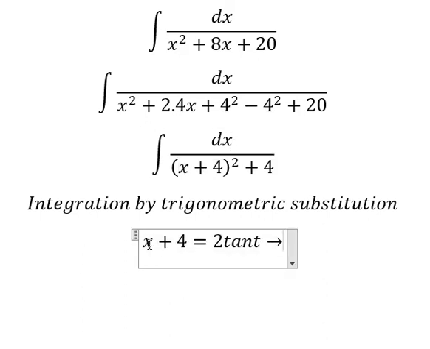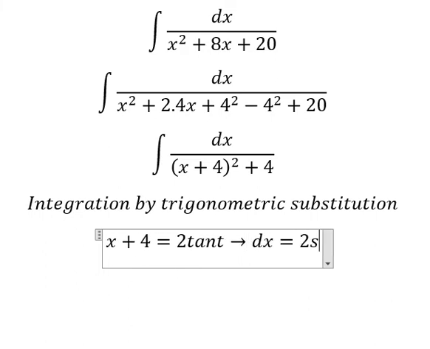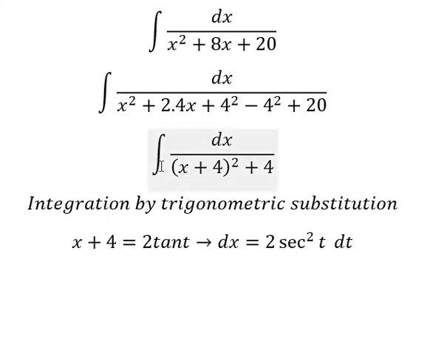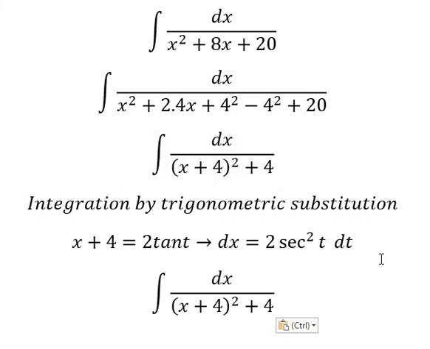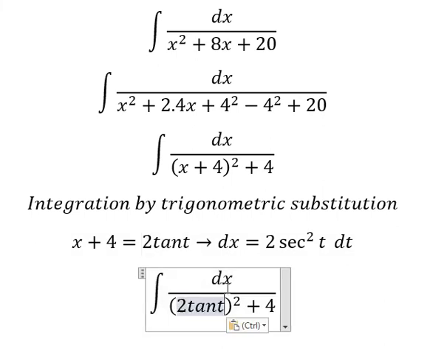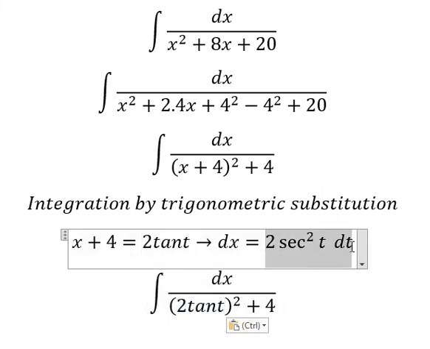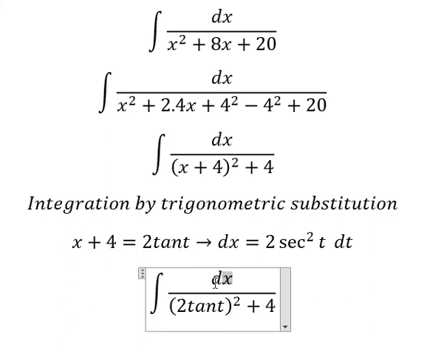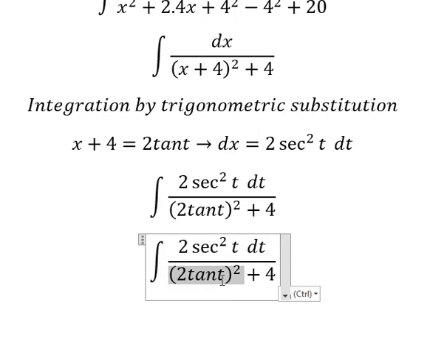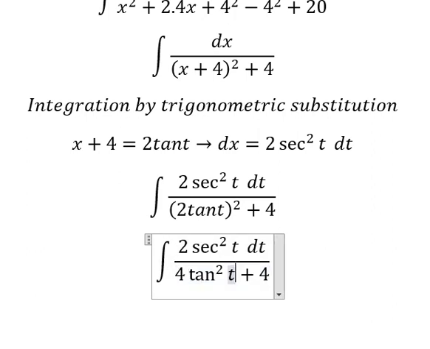So we first take the derivative of both sides. We have ds equal to 2 secant of t squared dt. So we put this one in here. ds we change for this one. This one we change for 4 times tan t squared.